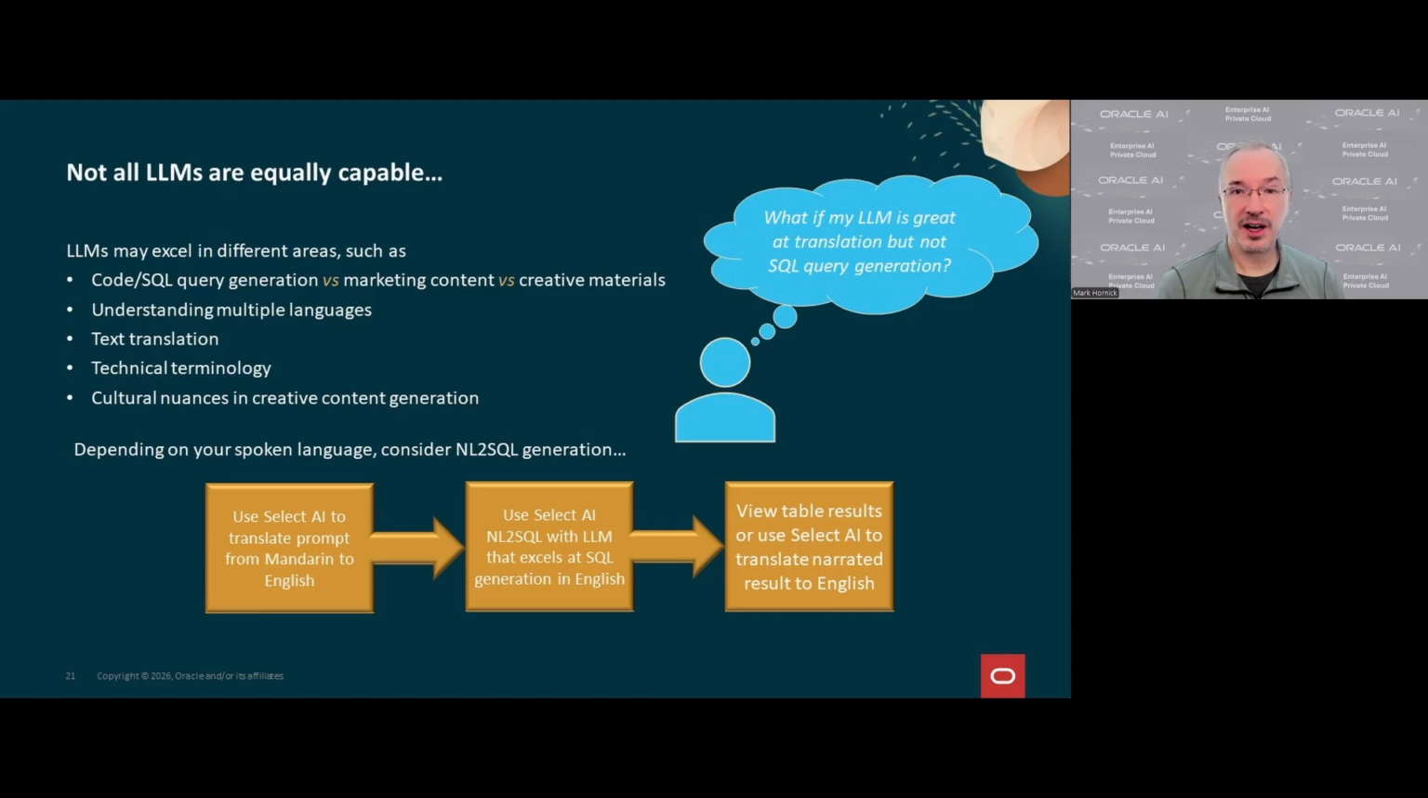Now, it's worth noting that not all LLMs are equally capable. For example, some might do well for SQL query generation, others for marketing content or creative works. Some LLMs are good at spoken language translation and understanding multiple languages. But what if my LLM is great at translation, but another is better at SQL query generation? In such a case, you may want to translate using one LLM into the language that a second LLM that excels at NL to SQL generation can handle. And we allow you to do this easily within Select AI.